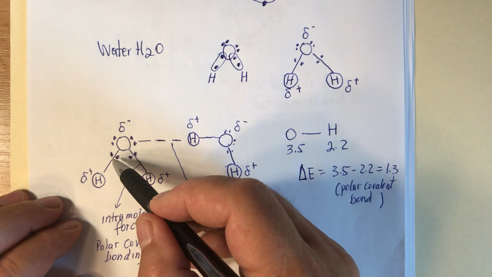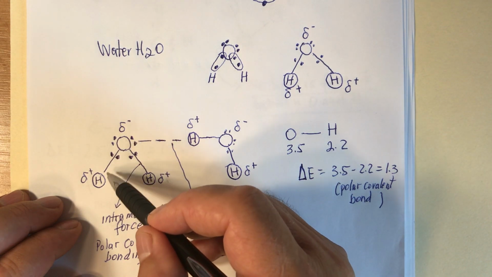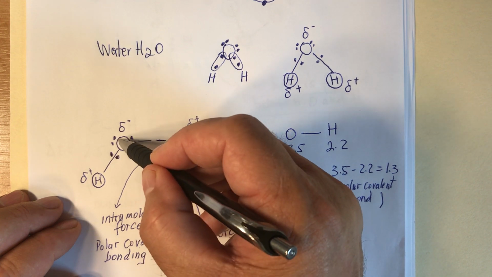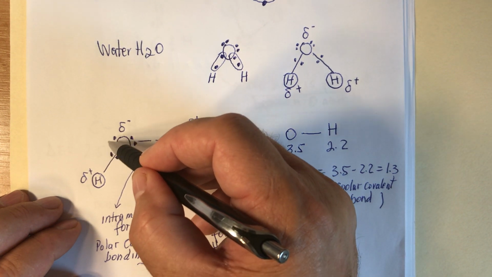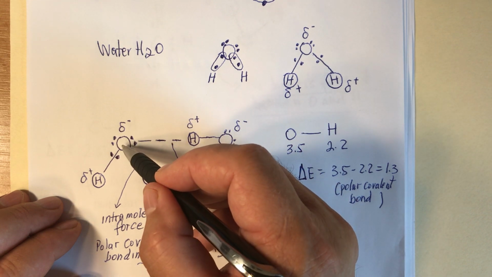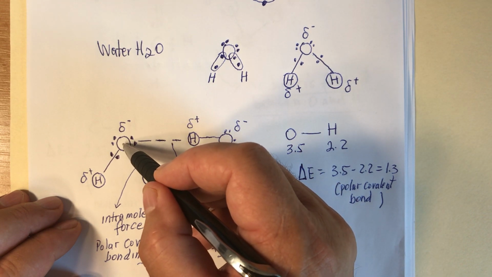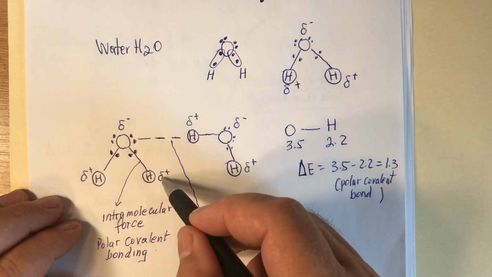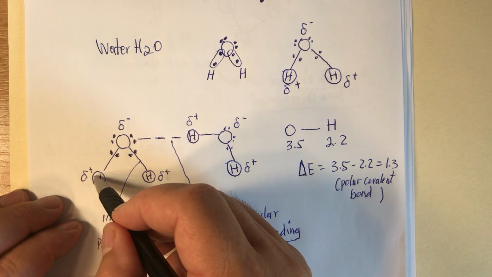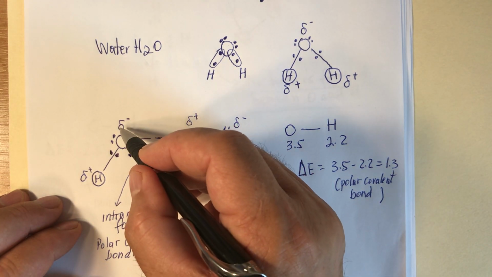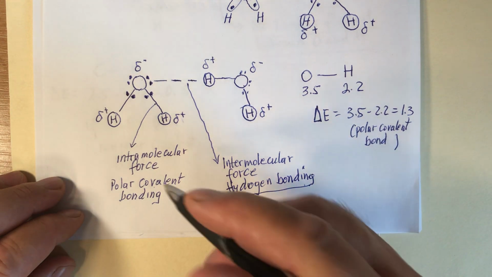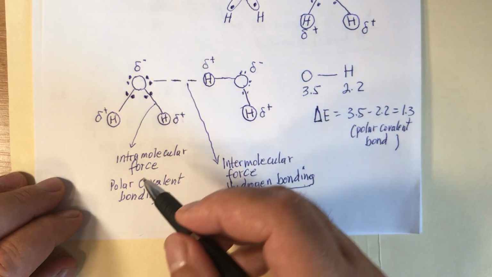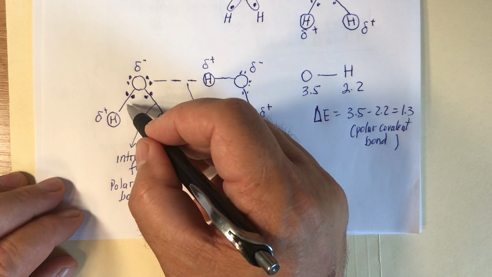Now this pair of electrons between hydrogen and oxygen is not equally shared. This pair of electrons is more attracted toward the oxygen atom, spending more time around it because we have a bigger nucleus here with 8 protons. As a result, the water molecule has a partial positive charge on this side, delta plus, and a partial negative charge on this side. The bond between hydrogen and oxygen is an intramolecular force, and this is a polar covalent bond.